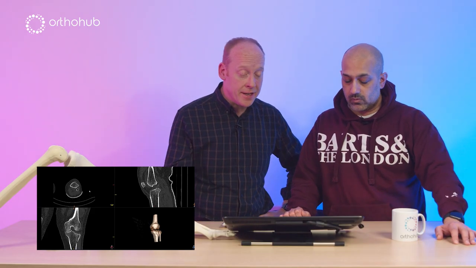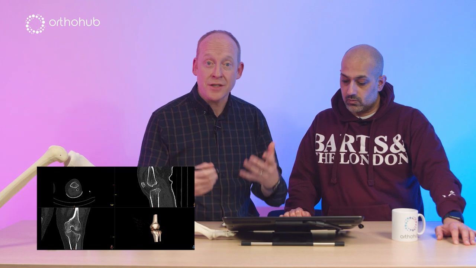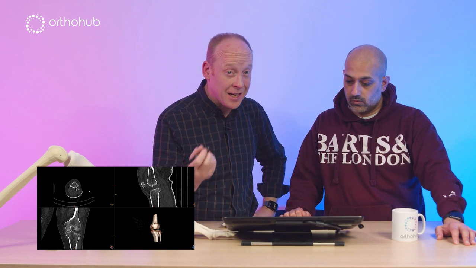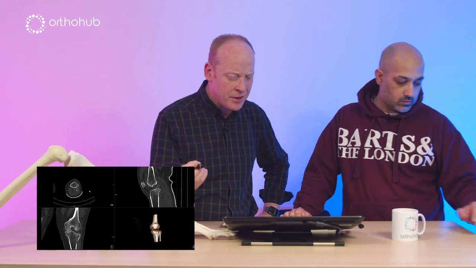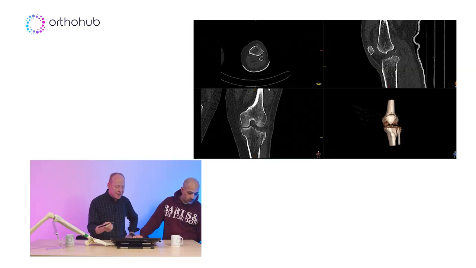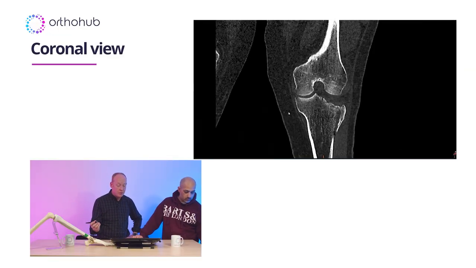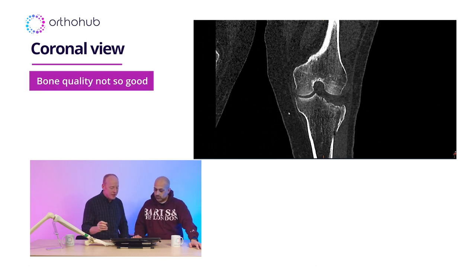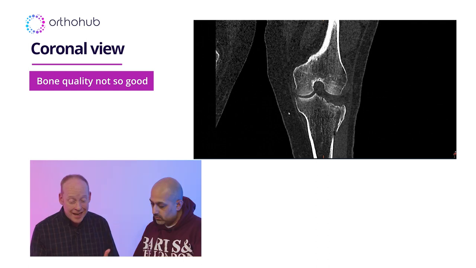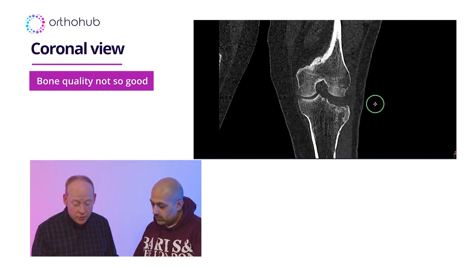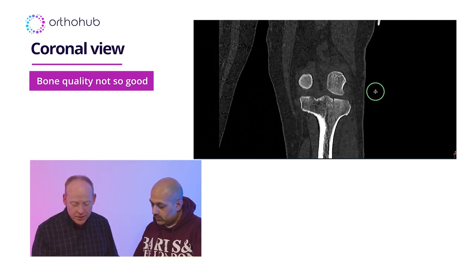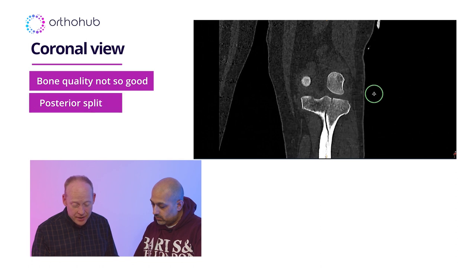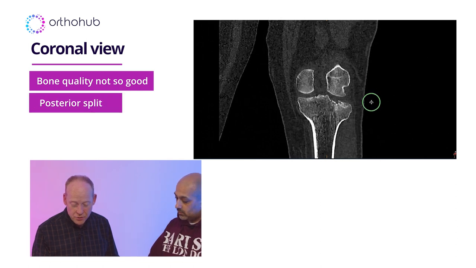So here's another CT, a different patient, same fracture classification, but a slightly different picture. Again, you've got your four views, and again, I'm going to kick off with the coronals. So here we go. You can see the bone quality here is not quite as good as the last one, and the fracture personality is also somewhat different. Look what happens as I scroll through. Look at the difference. It's still a split. There's your split right there, a posterolateral split.